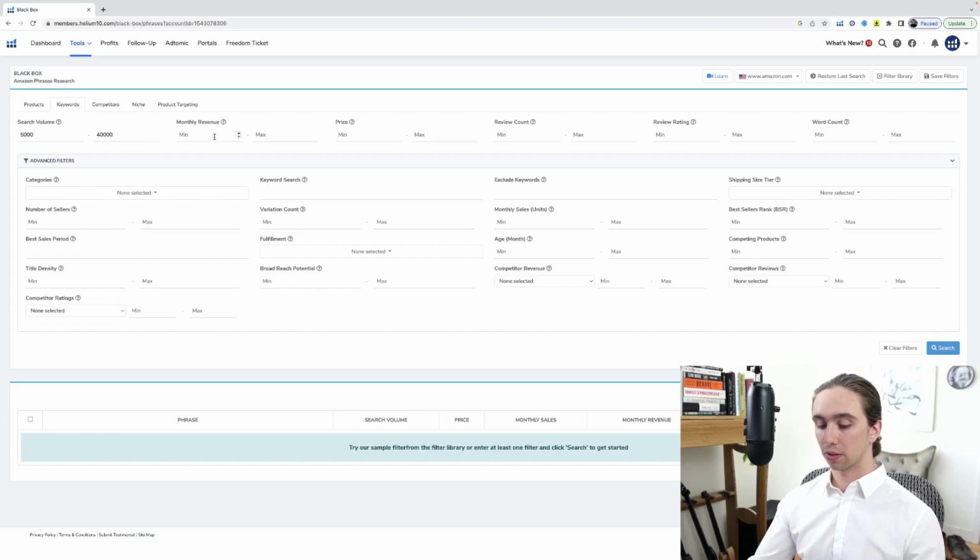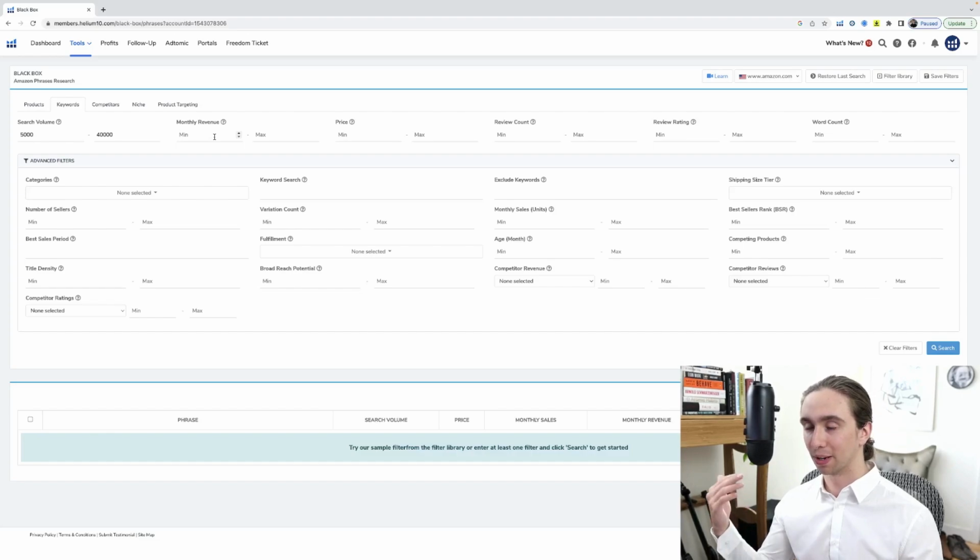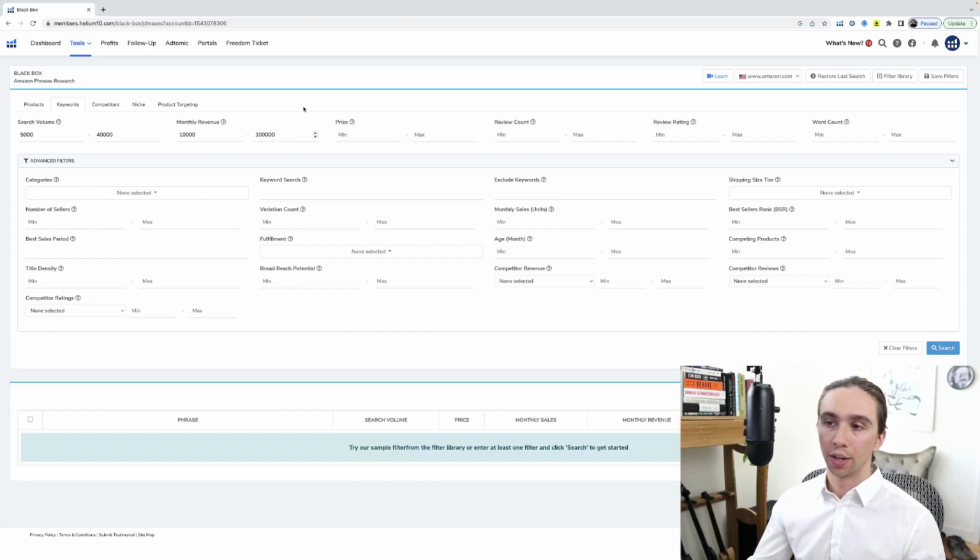Now, as far as the monthly revenue goes here, we obviously don't want to see search volume results that have very low monthly revenue. So we're going to put a minimum of $10,000 in the monthly revenue, and then we're going to put a maximum of $100,000. There is nothing wrong with putting these bigger, broader figures in here because, again, we're looking for more high-level ideas, and we'll niche down from there as you'll learn later in the video.